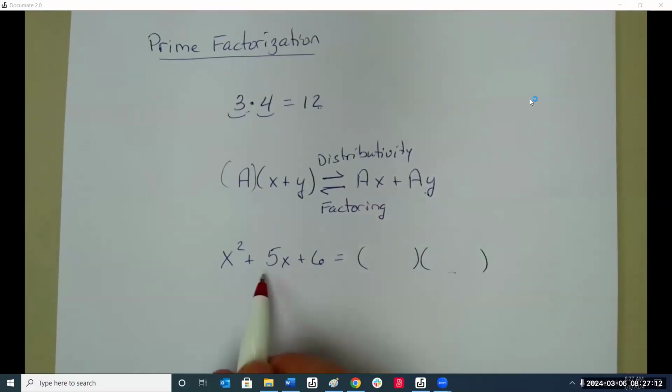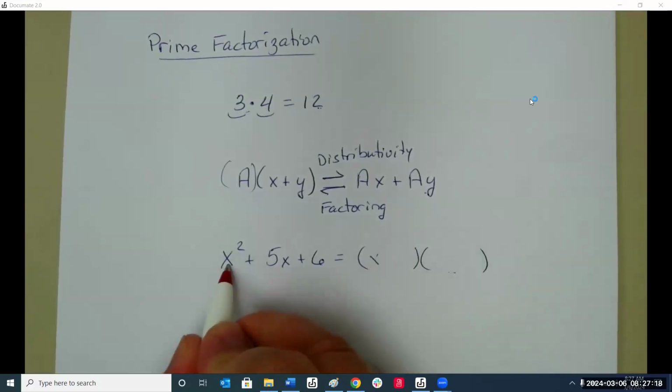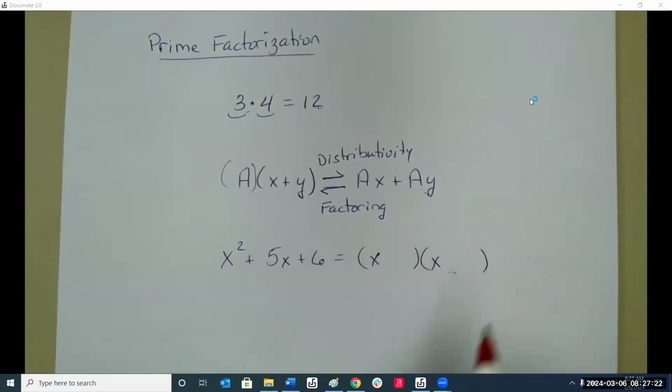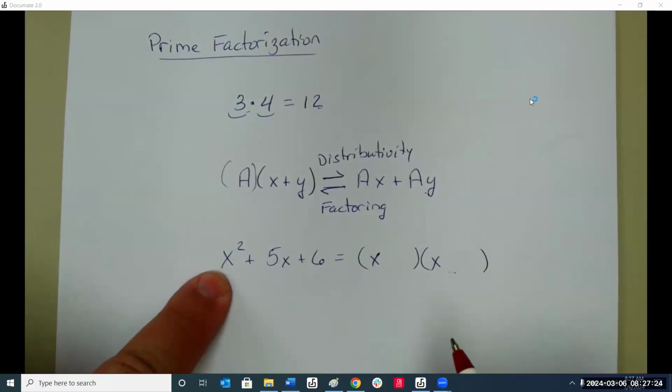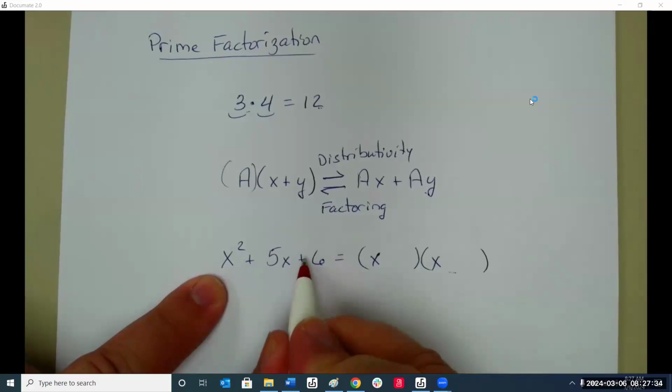What are the factors of this polynomial? What makes up x squared? X times x goes in the first spot because that's in the first spot. What do you do next? Now you look at the signs. Look at the second sign.